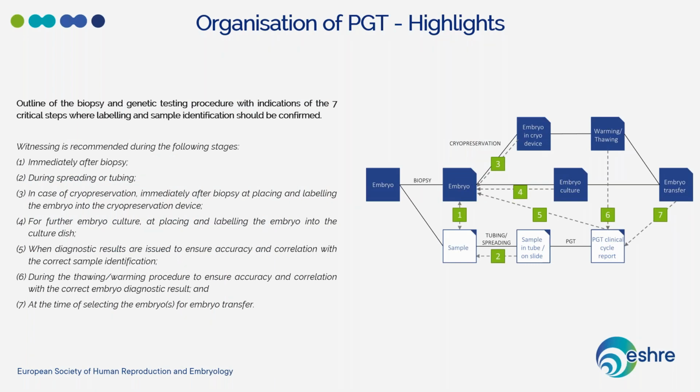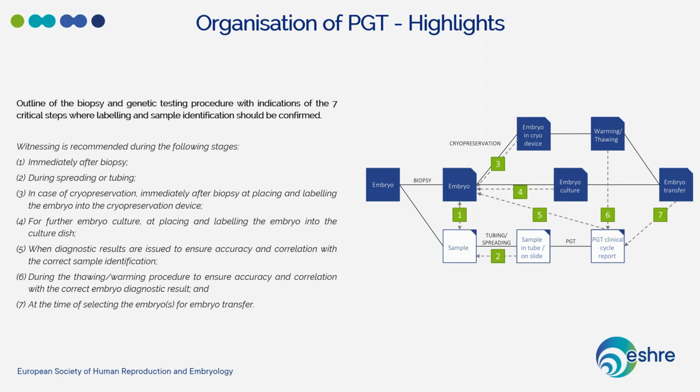Another highlight of the organization paper is an overview of the most critical steps in the PGT workflow, where it is recommended that labeling and sample ID should be confirmed by an independent observer. And so the first critical step is after embryo biopsy. Second is during sample collection. The third step is in case of cryopreservation following biopsy.